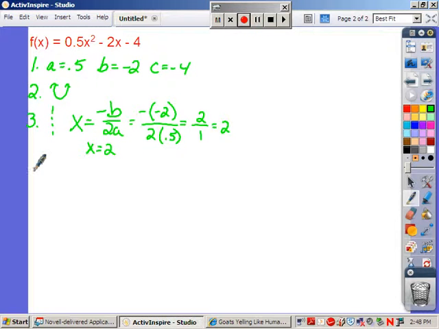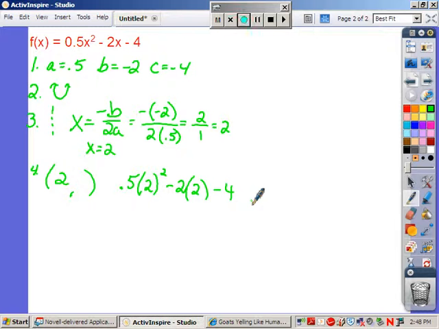All right, let's go to step 4, find the vertex point. So we use this for x. Now let's go to the equation and stick in 2 into that. So it's going to be 0.5 times 2 squared minus 2 times 2 minus 4.